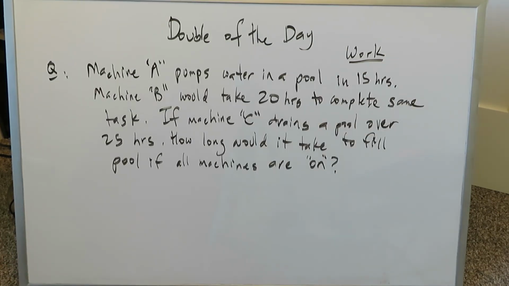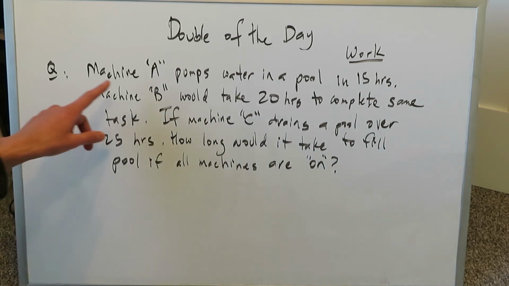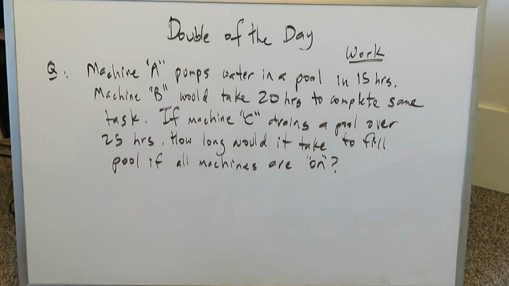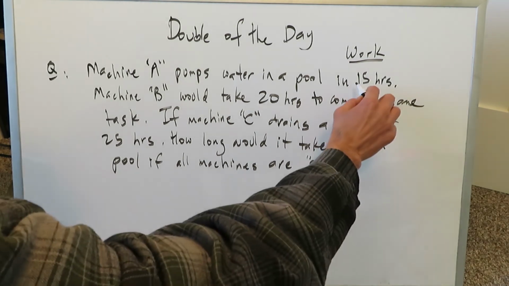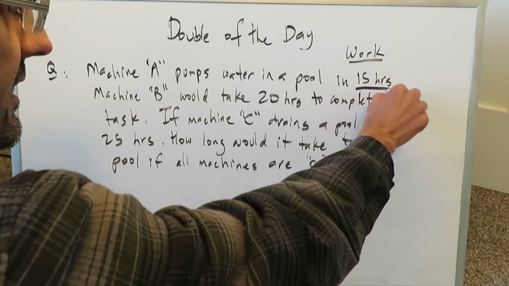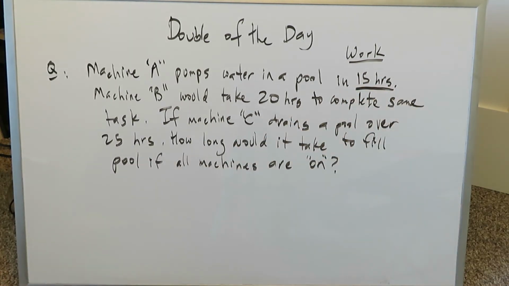This second and last question of this video is a meaningful question, and it has a slight twist in it, but it's not hard. We have some machines over here that can fill a swimming pool independently in a given amount of time. We also have a machine that, if you wanted to drain out or empty out your swimming pool, can do that. We have machine A, which can pump water and fill a swimming pool in 15 hours. It would take machine A 15 hours to fully fill that swimming pool with water.